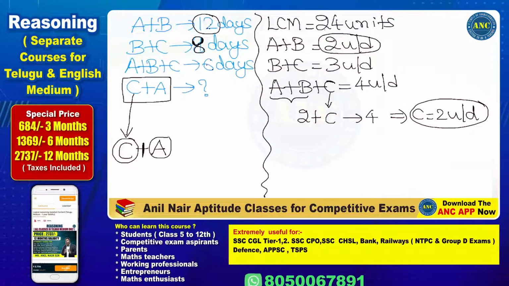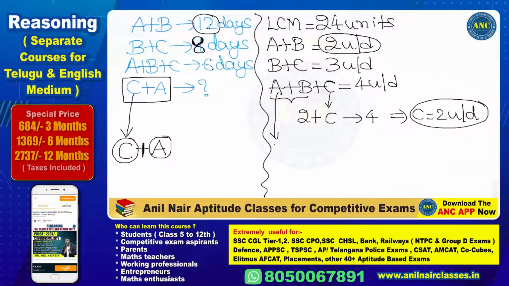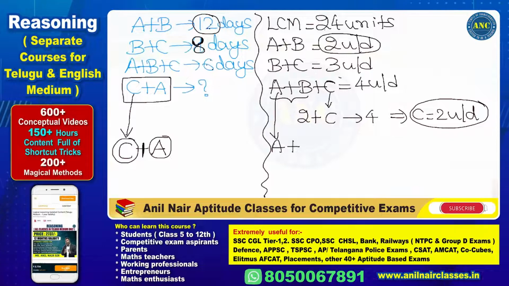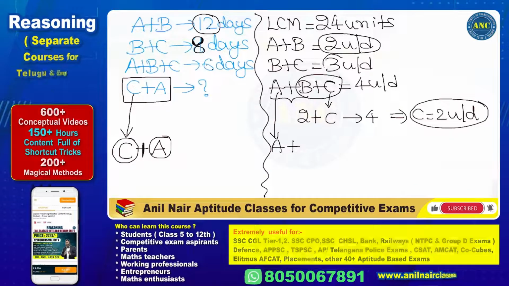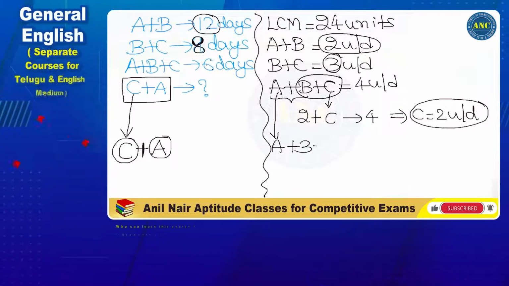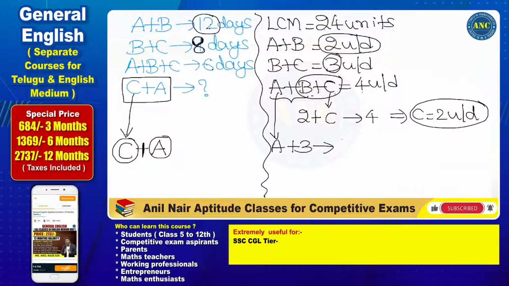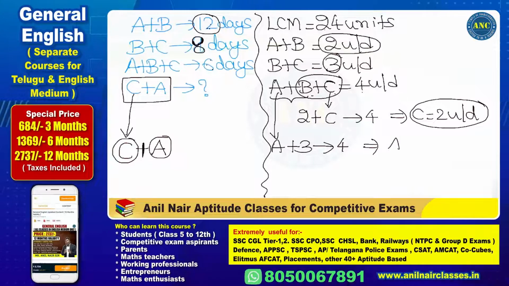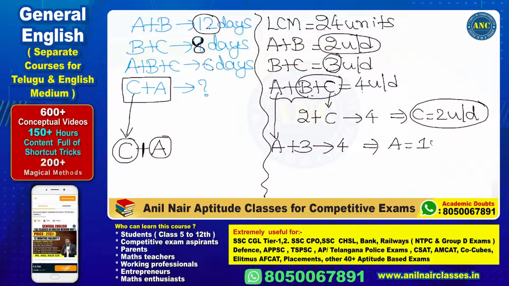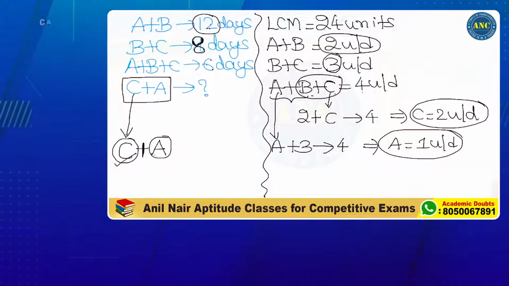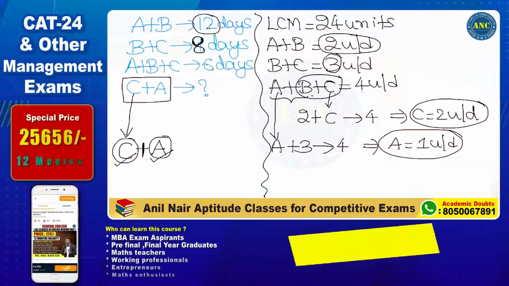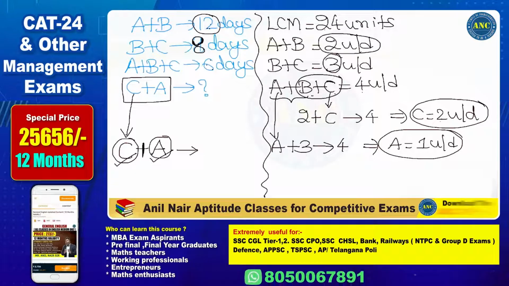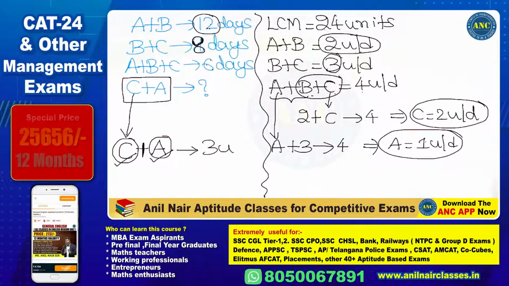Next, find out A value. Keep A as it is. A plus B plus C value is known to us as 4 units per day as per the question. B plus C is 3. So A plus 3 is equal to 4. A will be equal to 4 minus 3. It is 1 unit per day. Now I know C's capacity individually, and I know A's capacity individually. Together C plus A is 2 plus 1. It is 3 units per day.